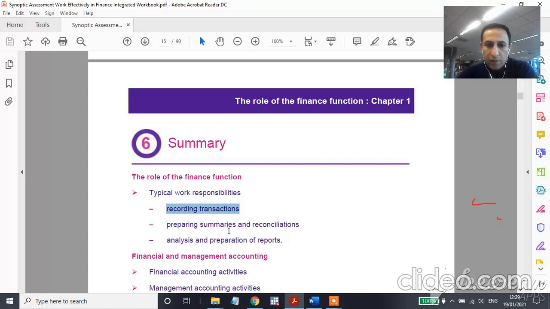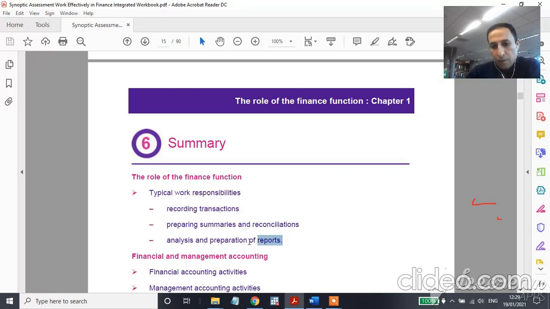Preparing summaries and reconciliations. Every month you must reconcile your bank statement with what you recorded. If there are any differences between your bank statement and what you recorded, then you have to adjust it appropriately. Then analyzing and preparing the report.